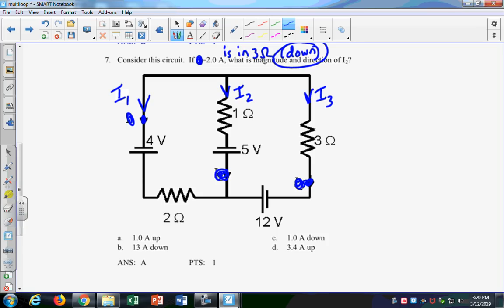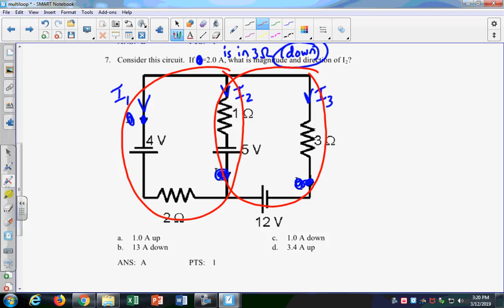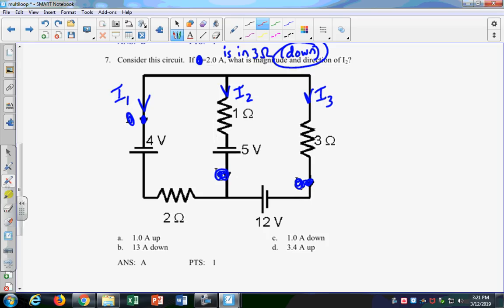Yes? All right. So now, if I want to know what I2 is, the equation for I2 is found in the equation from the left loop and also from the right loop. I'm going to use the right loop, of course, because I know what I3 is. And so it's just an easier equation to solve. Let's start right here. I start anywhere, doesn't matter. And I'm going to travel in that direction. So I get minus 5 plus 1I2 minus 3I3 plus 12.